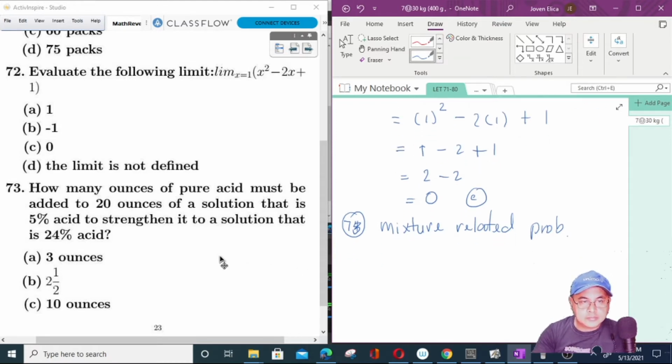Now, in this kind of problem, we need to write the label of the given elements. We need to read the problem twice and then identify the given. So in solving this kind of mixture problem, which involves solution, the first step is to label its solution with its corresponding percentage.